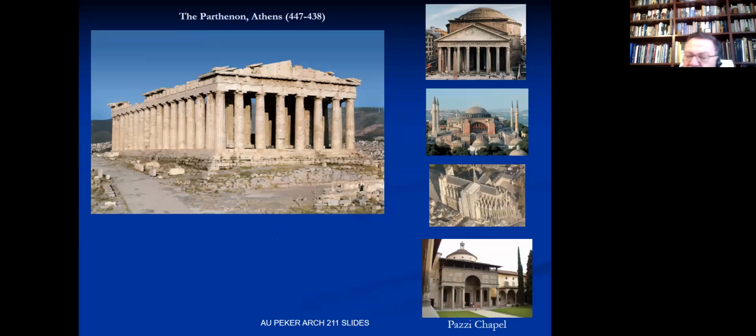I would like to go on with this later on, but now just check. I don't want to use the term difference, but variation, diversification introduced by the Pazzi Chapel. Here we have the Parthenon on the left in Athens, Greek temple Parthenon. Pay attention, this vertical element is non-existent here.